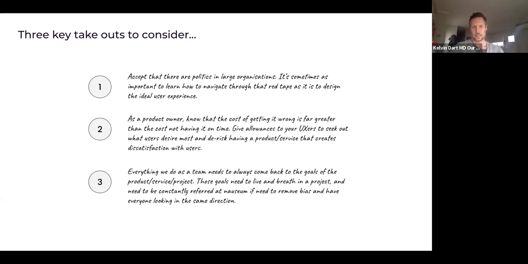As a product owner, I know that the costs of getting things wrong at the start are far greater down the line than actually executing a little bit delayed. So please give allowances where you can. And I run predominantly a design consulting firm, so there's a bit of bias associated with this, but please just give as much time as you can. What you're trying to do is de-risk as much as you can up front, to make sure that you're not dissatisfying your users. And then everything we can do as a team comes back to the ultimate goals of the service and product and project.